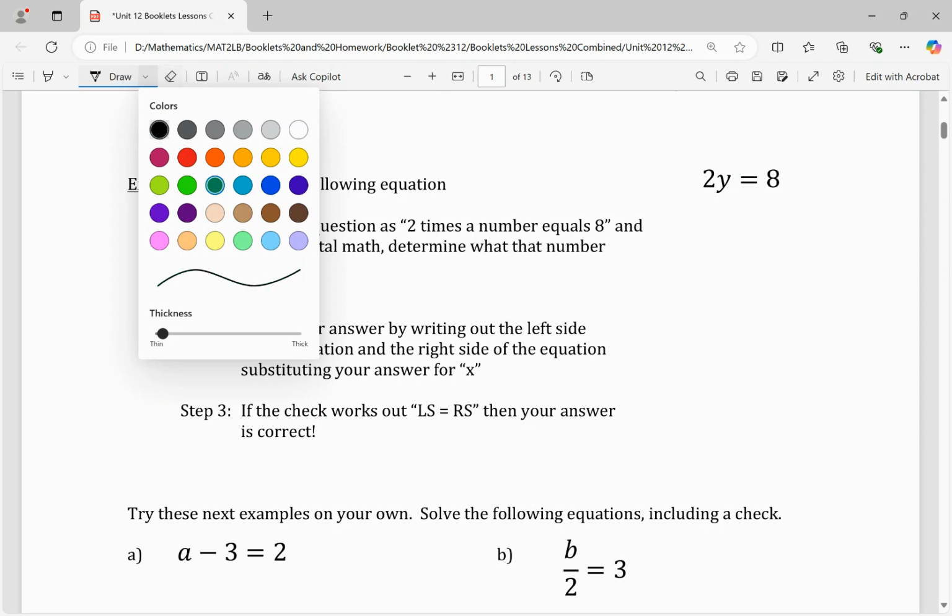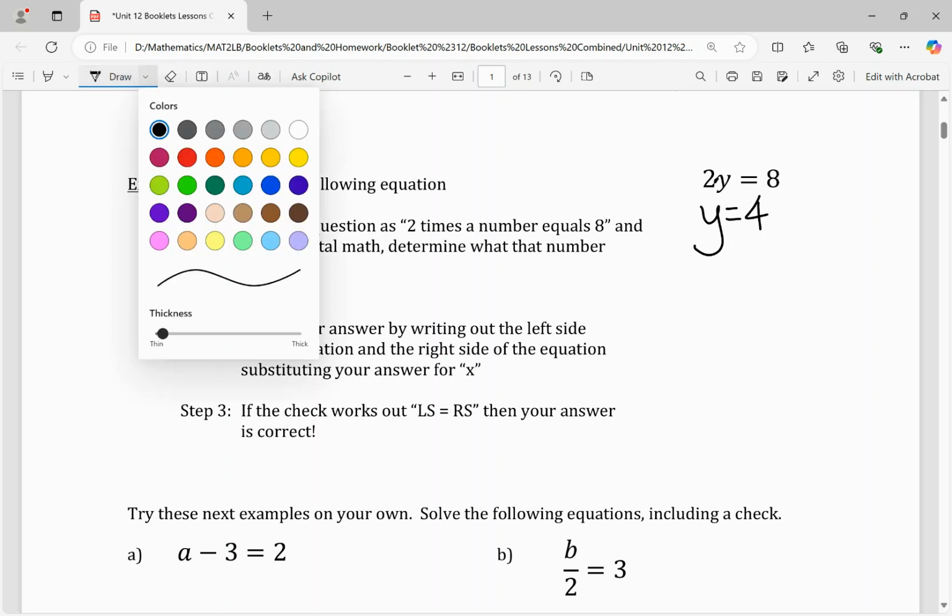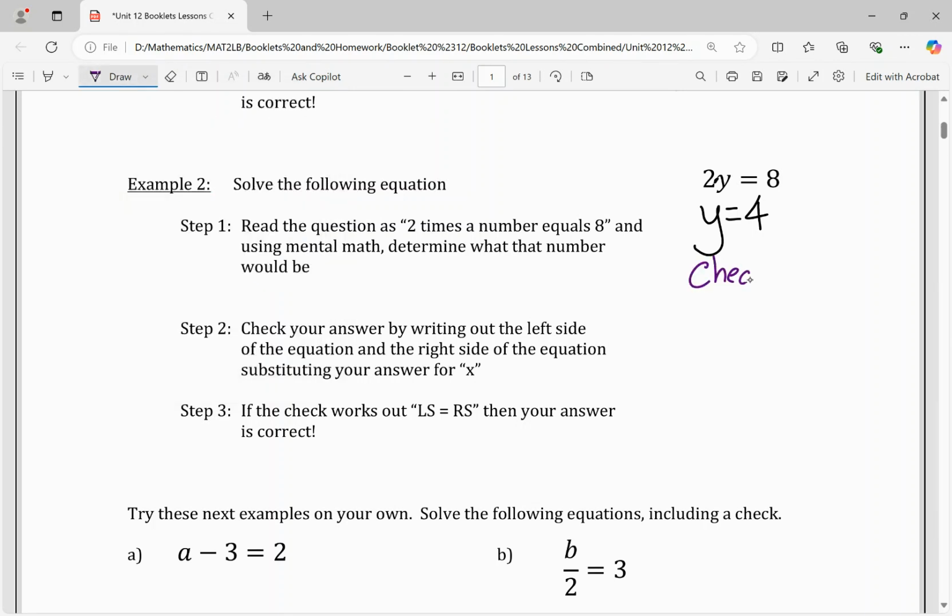Maybe it'll take you some time. Maybe you can see this right away. But 2 times 4 is going to give us 8. So y must be 4. And let's show that logic in our check section where we say, okay, let's take 2 and multiply that by not y, but 4. We're going to plug in 4 for y, see if this is correct. Is that equal to 8? Yep, 8 is equal to 8. So the left side is equal to the right side.